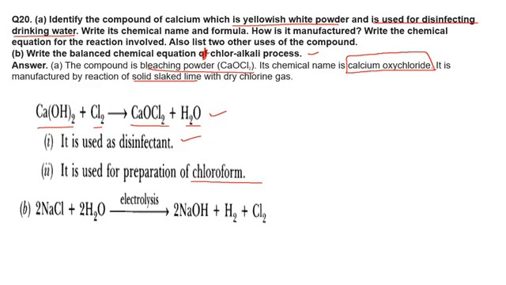Fine. And then we have to write the balanced chemical equation of the chlor-alkali process. In the chlor-alkali process, what happens? It is nothing but salt mixed with water, and we pass electricity. So by the process of electrolysis, we will get hydrogen, chlorine and NaOH. These are the products that we get after passing electricity through a brine solution. NaCl plus H2O together is known as brine solution, right?